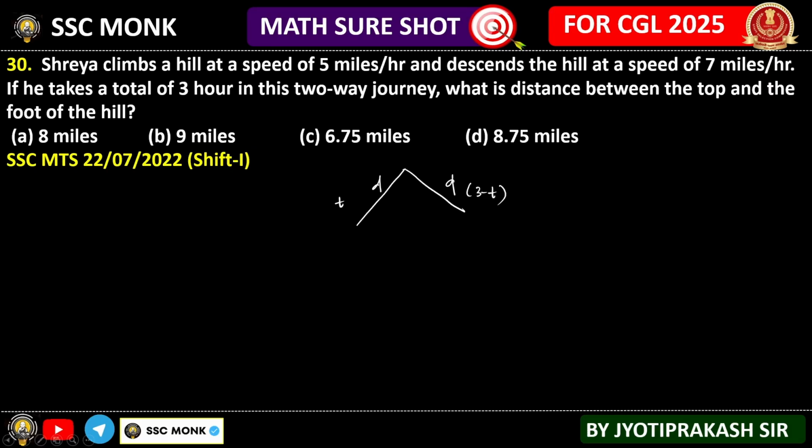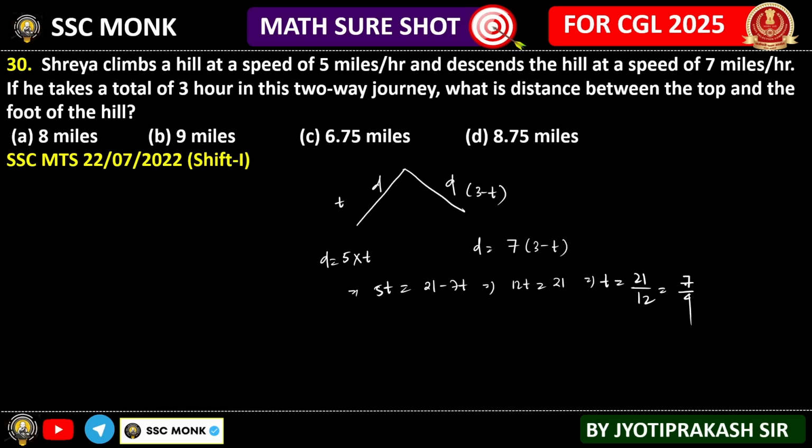Clear? Now this distance will be what? Speed into time. So uphill distance is equal to 5 into t. Downhill distance is equal to speed 7 miles per hour into (3 minus t). Now both are equal. Yes or no? I can write 5t is equal to 21 minus 7t, or you can write 12t is equal to 21, or you can write t is equal to 21 by 12, or this can be written as 7 by 4. If t is equal to 7 by 4, distance will be what?